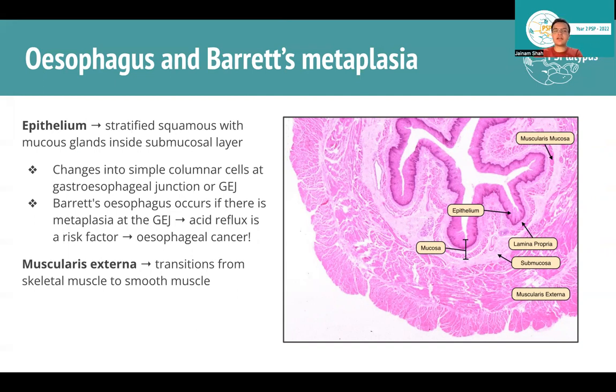And then the muscularis externa layer transitions from skeletal muscle a little bit higher up to smooth muscle a little bit lower down. So higher up, it's more voluntary swallowing. Lower down, it's involuntary swallowing.